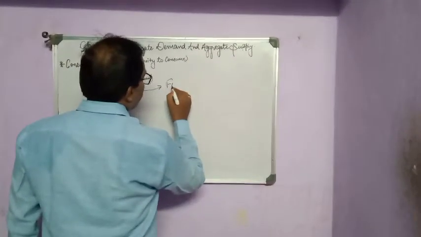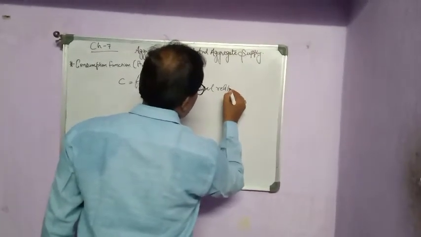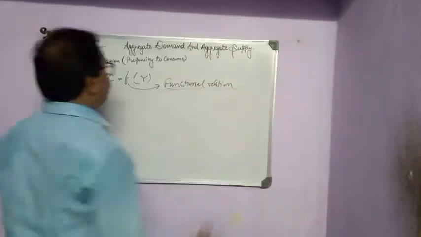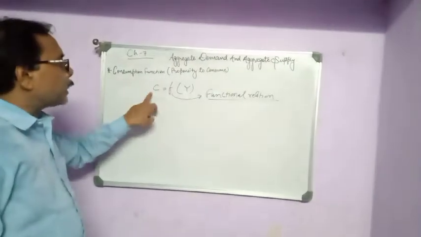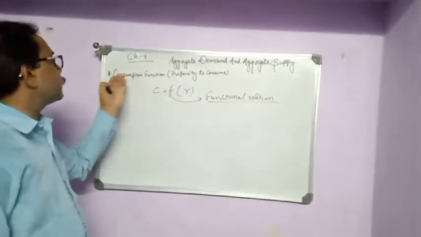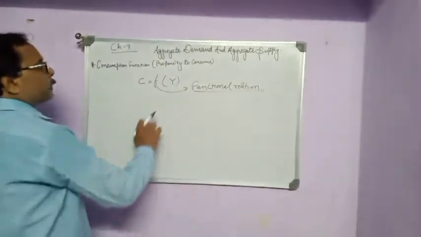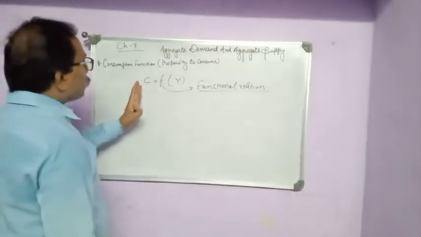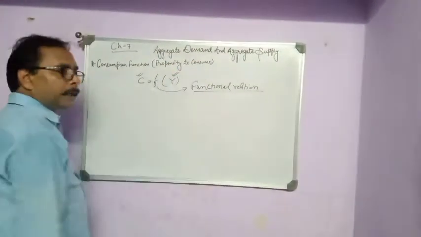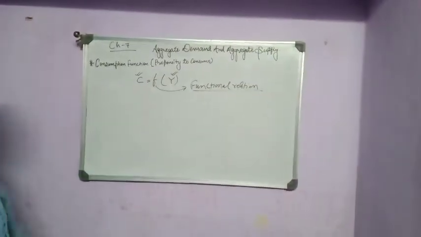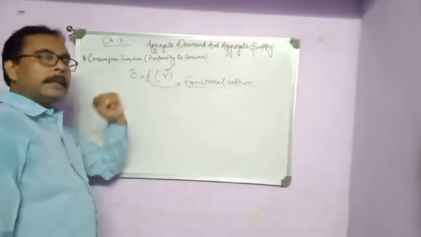This is the functional relation. Now the definition has become so easy. It is a functional relation between consumption and income. This is the definition of consumption function. Okay, so consumption function refers to a situation in which how much the consumption changes due to change in income. Clear? Or in other words, we can say it is a functional relation between consumption and income.